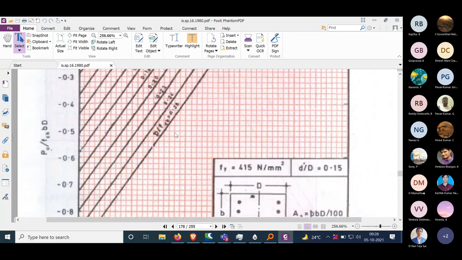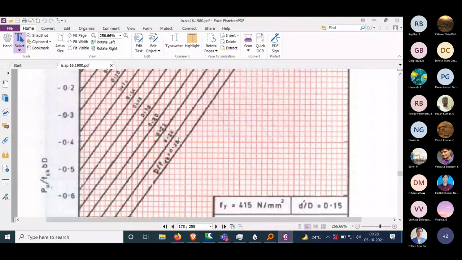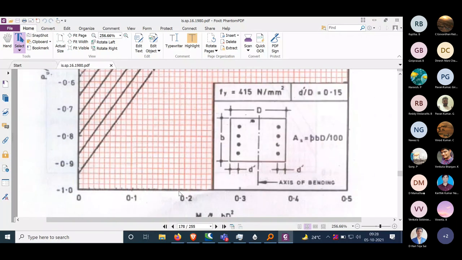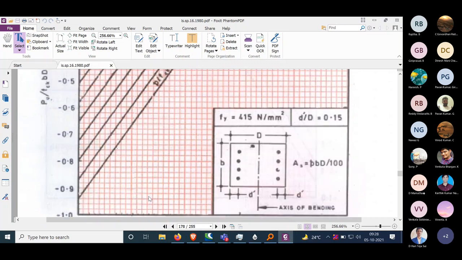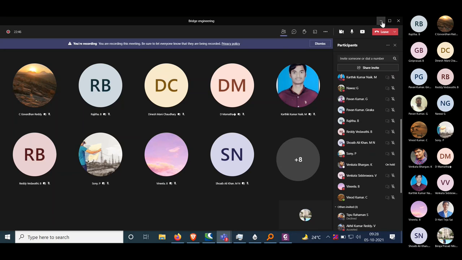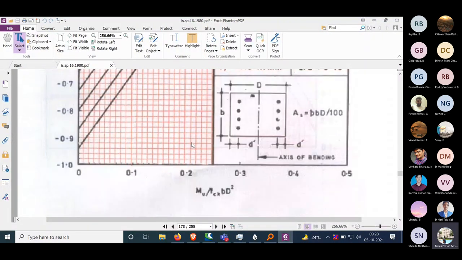See this one. Okay, this is pt by fck here. So pt by fck varies from 0.002 to 0.0028. So here we will take this one as Pu by fck into bd. See this is 0.1. So this is 0.01, 0.02, 3, 4, 5, and 6. Right? Is it? Yes. 0.06. Okay. So if you take a straight line here, what is the value of Nu by fck bd?